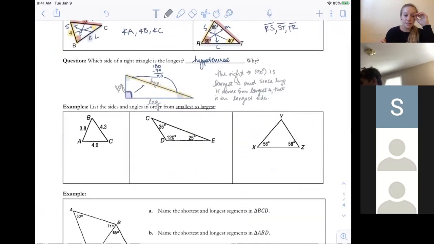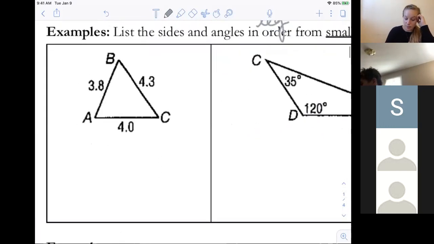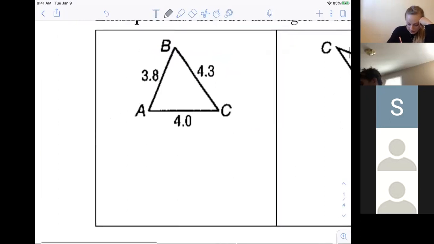Okay, the next one says, list the sides and angles in order from smallest to largest. So we're going to list both the sides and the angles in terms of smallest to largest. Sides, angles.